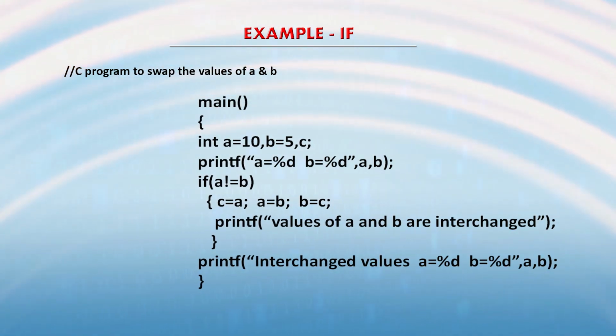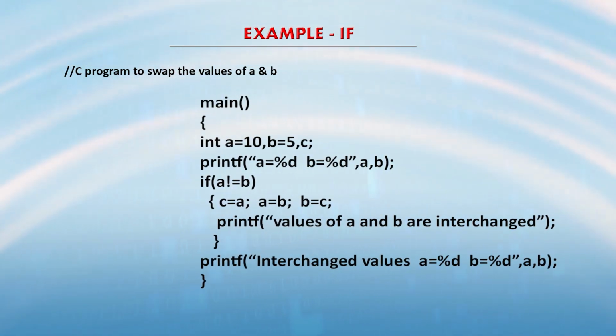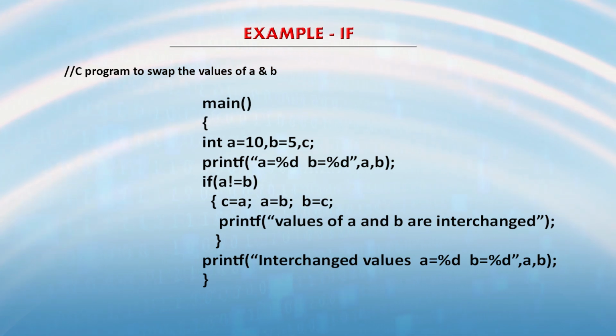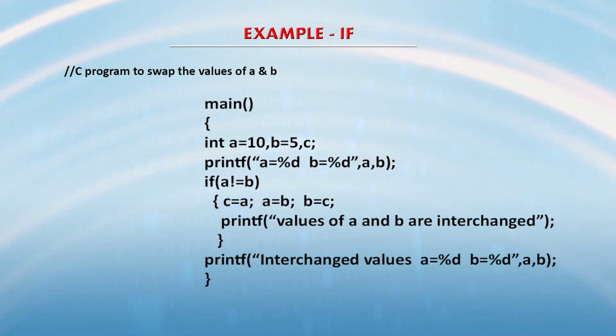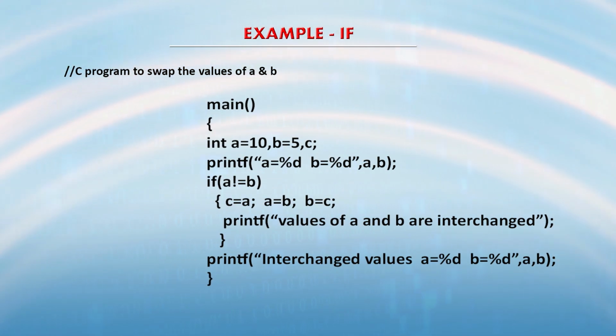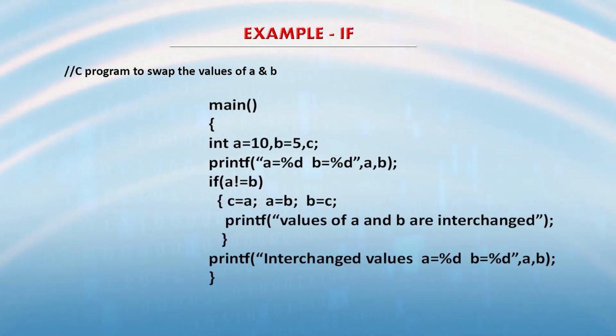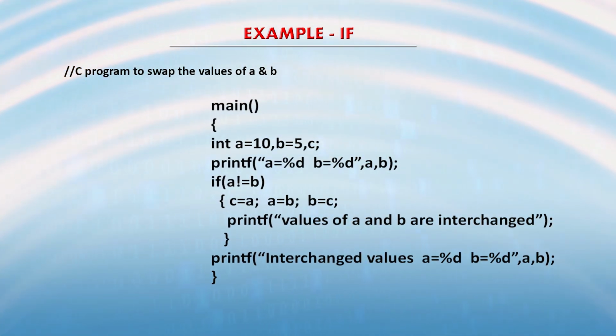A. So, the values are interchanged and you can print those interchanged values by printing A is equal to %d, B is equal to %d, and this will show you that now the new values are A is equal to 5 and B is equal to 10. I hope you are able to understand how to use this logic of swapping the variables, and you will find the practical usage of this program in many situations when you are going to program in C programming language or any other programming language.